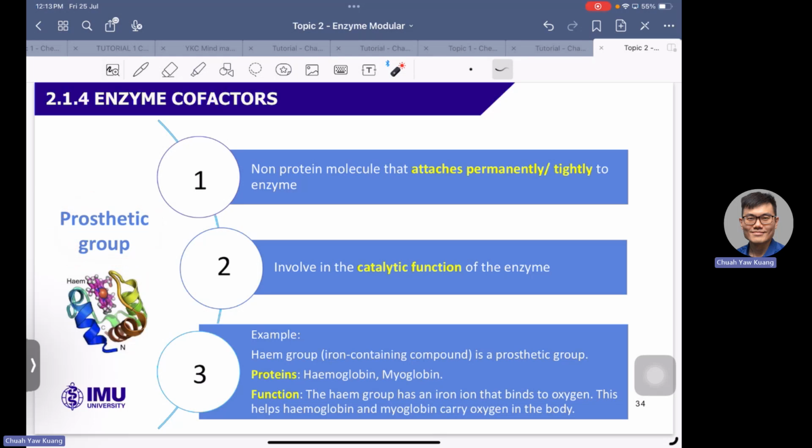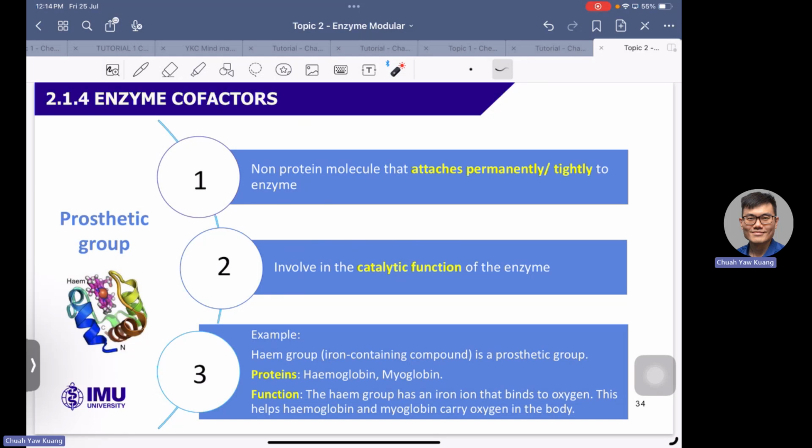Prosthetic groups bind permanently to any site of the enzyme, not the active site, just any site of the enzyme. It depends on what type of enzyme it is. The prosthetic group is directly involved in the catalytic function itself. It is directly involved, so it's always there.